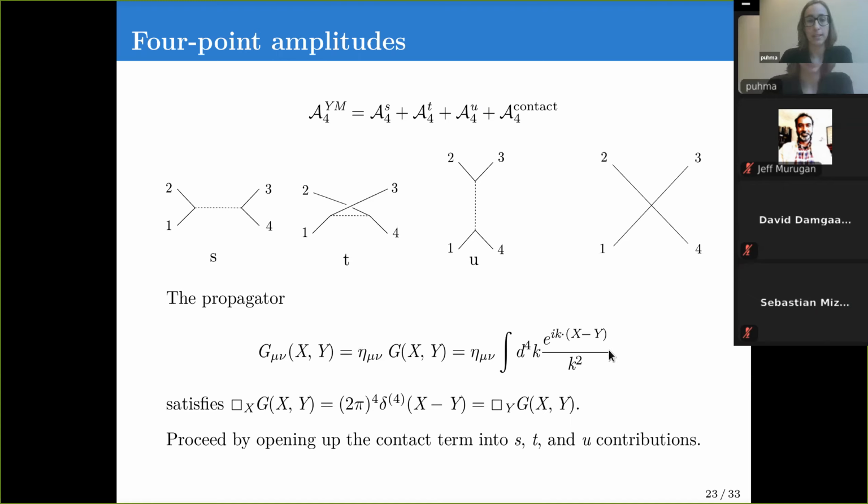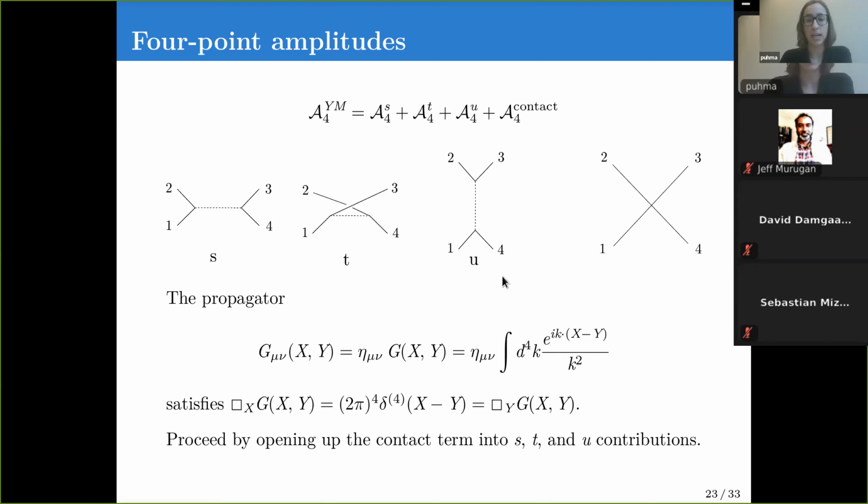Now this propagator satisfies the fact that acting with box with respect to derivatives of x, or with respect to derivatives in y, is just given by the four-dimensional delta function in x minus y. We use this fact in order to open up the contact term contribution to the 4-point amplitude, such that it also depends on x and y. Of course, this is only a way to rewrite it using this four-dimensional delta function. So the procedure here is to open up this contact term such that it has contributions to the S, T, and U channels.